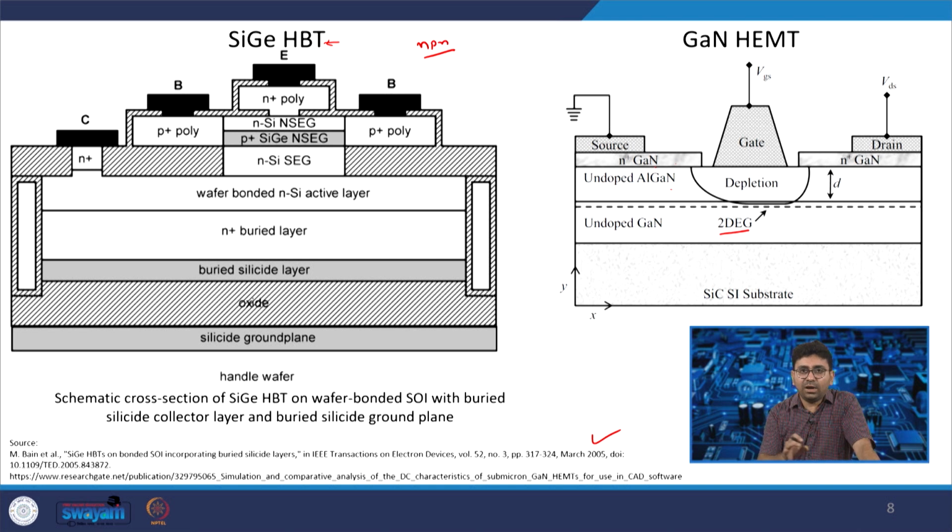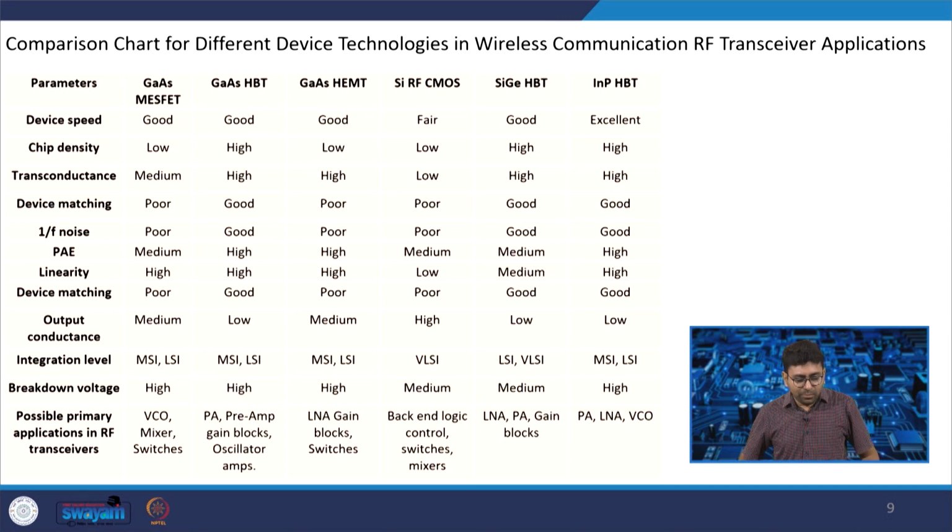So, this is all about the basics of transistors and HEMTs. We have just given the basic idea or the big picture of what kind of devices you can use for RF application. So, we can do the comparison. This is a comparison chart for different device technologies in wireless communication or RF transceiver application. Based on your requirement you can choose the technology that you want to go for.